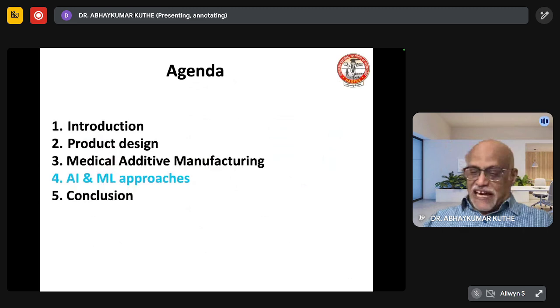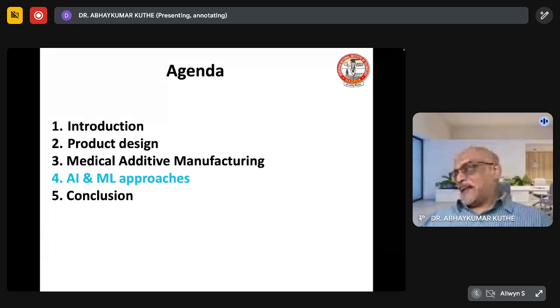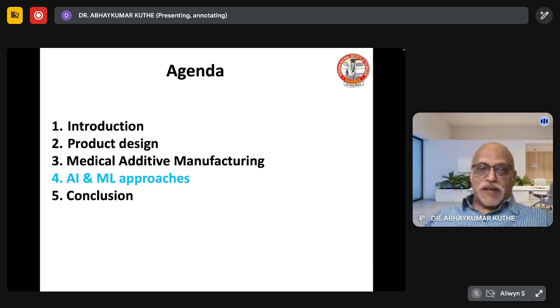So let us now enter into another interesting approach, which we call AI and ML approaches. I think that's a very nice title that you have given to your FDP. Let us look at what these AI and machine learning approaches are, especially in medical additive manufacturing, or in general, manufacturing.